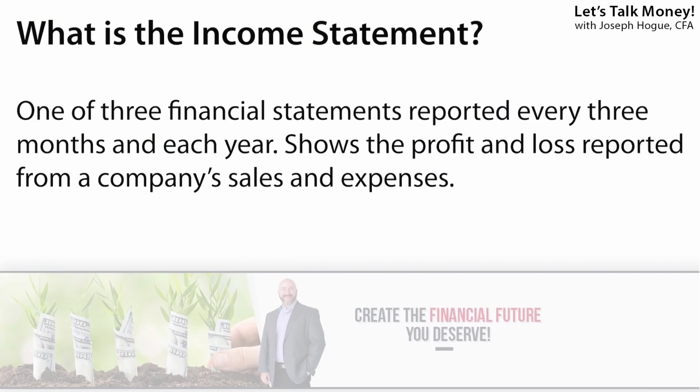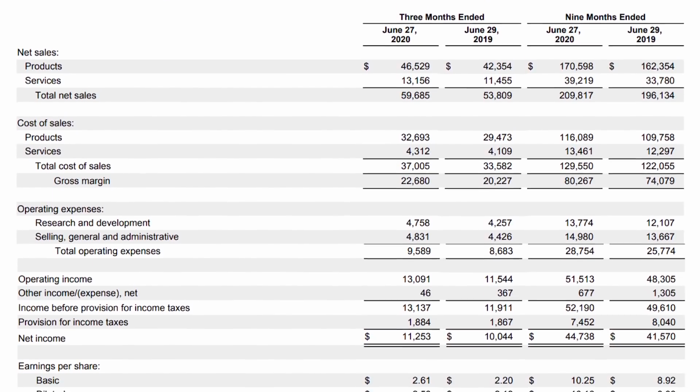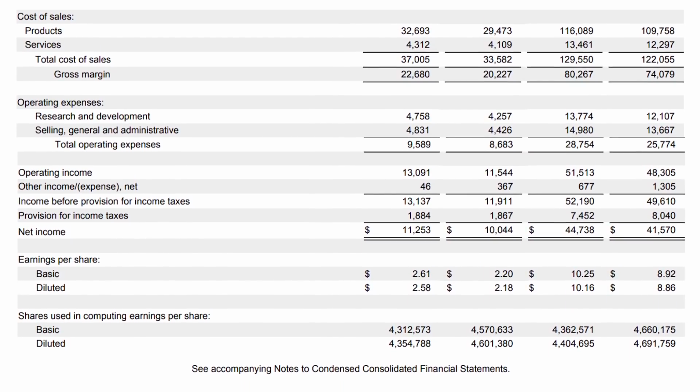Now, the income statement. This is one of the 3 financial statements released by a company every 3 months and every year. It shows the sales and profits of a company over that period and is easily the most popular of the 3 statements among investors. But this is also where you're going to find the most shenanigans in reporting.